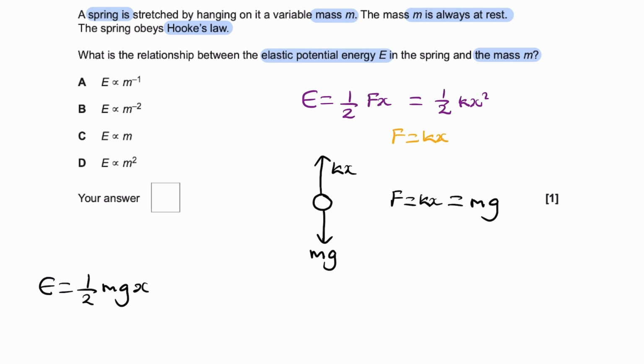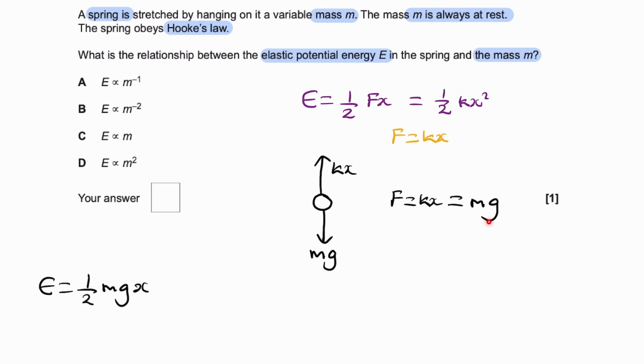Maybe they got to this stage and then they said that E is proportional to m. But a problem with that is x is also a variable. X also changes. When we're trying to find a proportionality between two quantities, we want those two quantities to be the only variables in the equation and everything else to be a constant. Half and g are constants, x is a variable, so that's a problem. We need to change that into either a constant or we need to change it into a function of either E or m, the things that we want to have in our relationship.